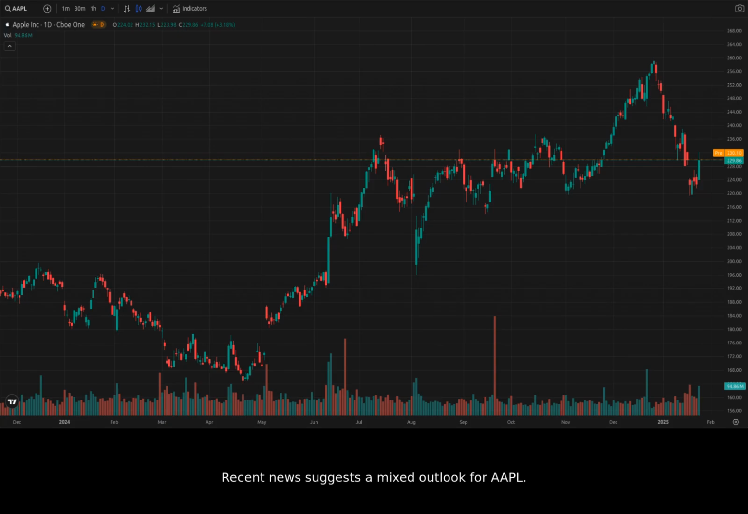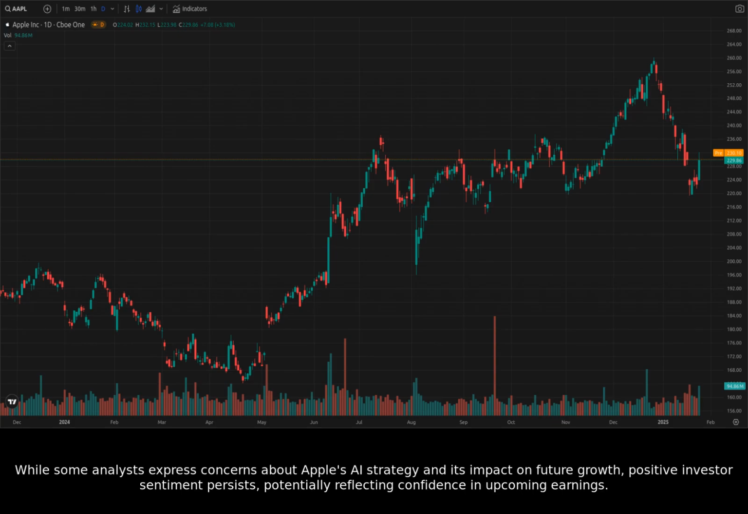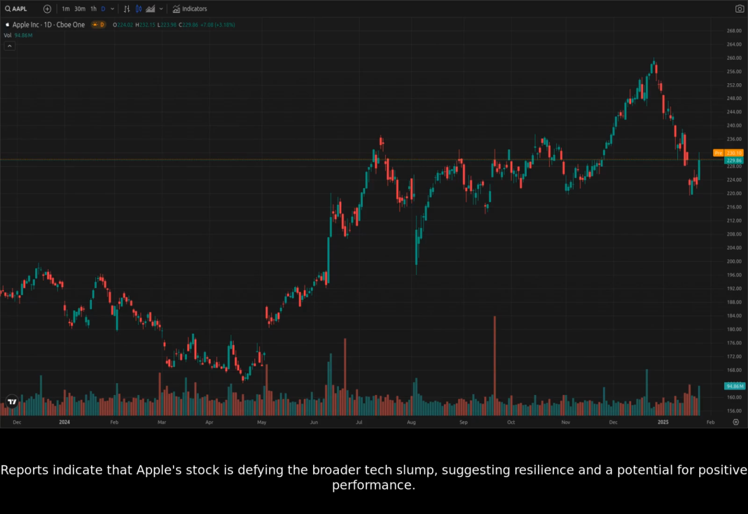Recent news suggests a mixed outlook for Apple. While some analysts express concerns about Apple's AI strategy and its impact on future growth, positive investor sentiment persists, potentially reflecting confidence in upcoming earnings. Reports indicate that Apple's stock is defying the broader tech slump, suggesting resilience and a potential for positive performance.